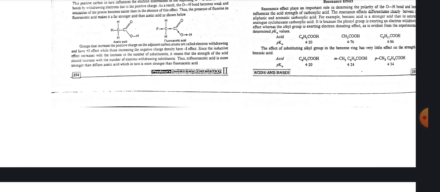Resonance. Resonance effect plays an important role in determining the stability of the carboxylate ion and hence influences the acid strength of carboxylic acids. The resonance effect differentiates clearly between the aliphatic and aromatic carboxylic acids. For example, benzoic acid is a stronger acid than saturated acids like cyclohexane carboxylic acid. It is because the phenyl group is exerting an electron withdrawing effect, whereas the alkyl group is exerting an electron donating effect, as evident from the experimentally determined pKa values.